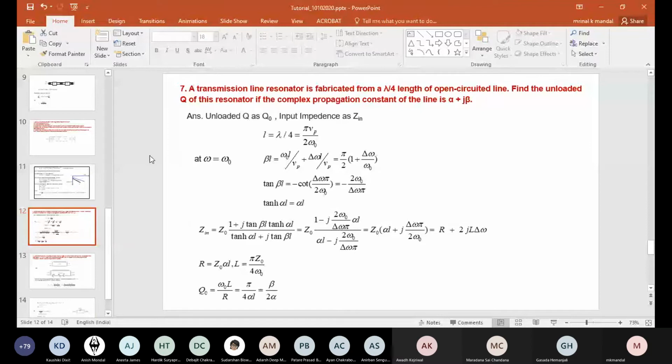Okay. Next one actually uses hyperbolic relationships, but it's very simple. Anyway, a transmission line resonator, its length is given as lambda by 4 and it is open circuited. So you have to find the unloaded quality factor in terms of the complex propagation constant. You can express it in terms of alpha and beta. You don't have to calculate it. Nothing is given. You have to just express the result in terms of alpha and beta.